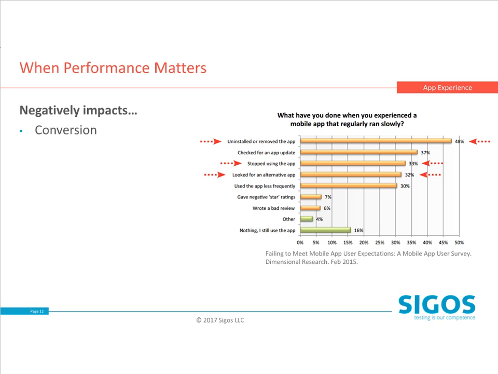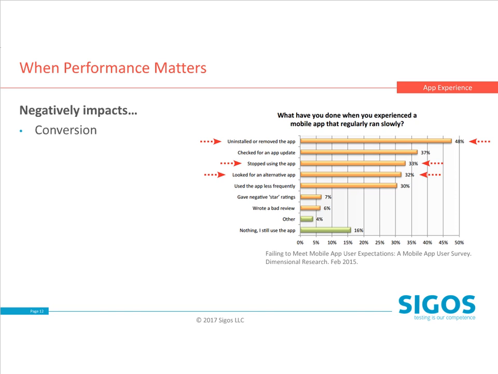All right, so again, some more about when performance matters. We said performance negatively impacts conversion. So we see here the top 4 or 5, what have people done when they experienced a mobile app that regularly ran slow? Well, they uninstalled or removed it. They stopped using it. They looked for an alternative app. They used it less often. They gave it a negative star rating.